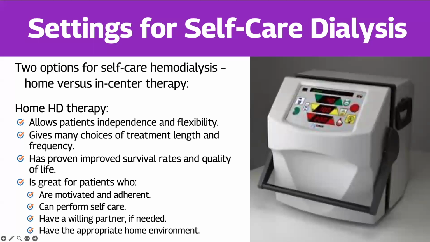So home hemodialysis is going to allow the patient greater independence and flexibility. Home hemodialysis is also going to offer many length and frequency choices. In contrast, though, in-center dialysis is usually offered 3 times per week for 3 to 4 hours per session.